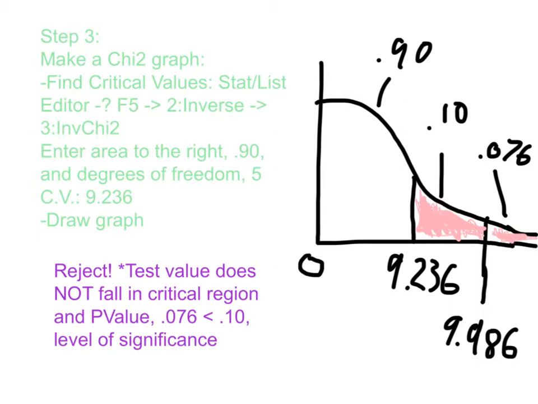Next, you will draw your graph, which is always skewed right because chi-square graphs begin at 0. And you will mark your critical value and your test value along with your p-value. And this shows that you reject because your test value does not fall in the critical region, and the p-value, 0.076, is less than 0.10, the level of significance.